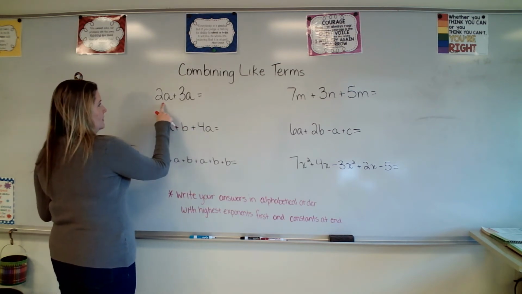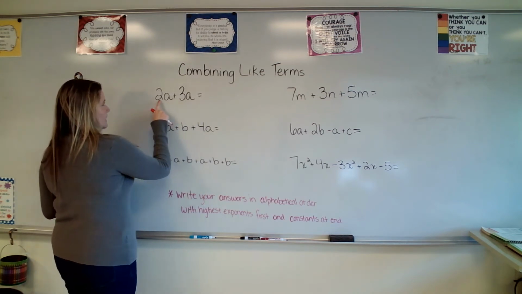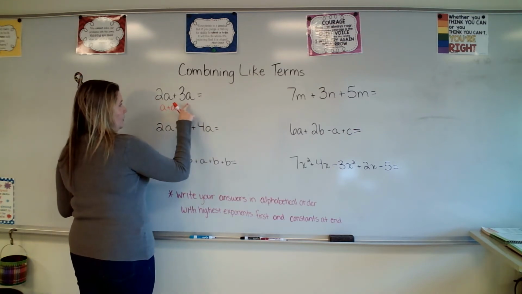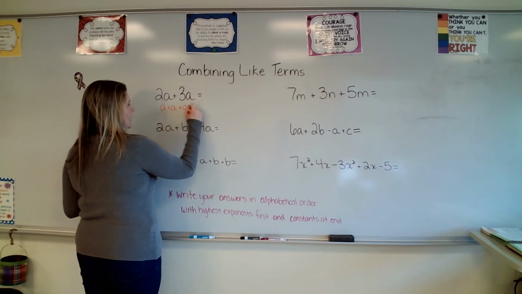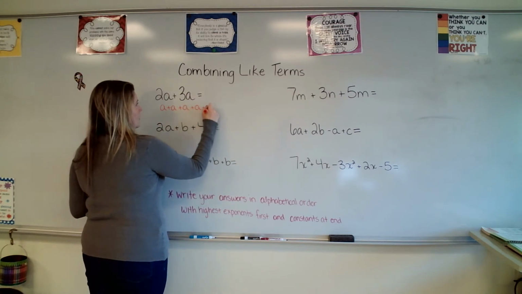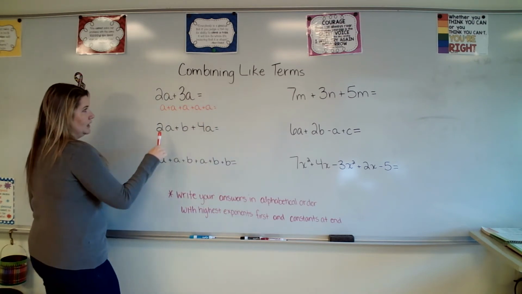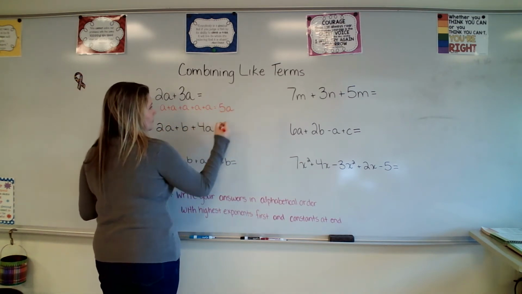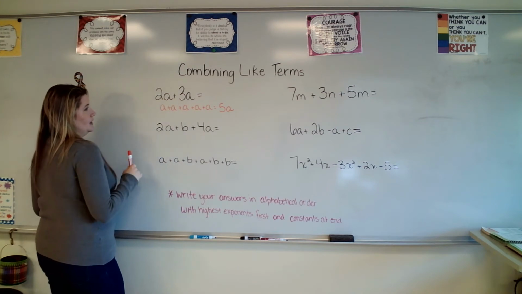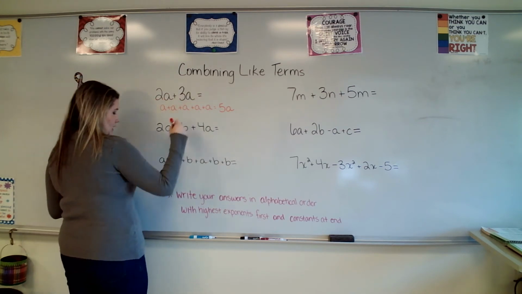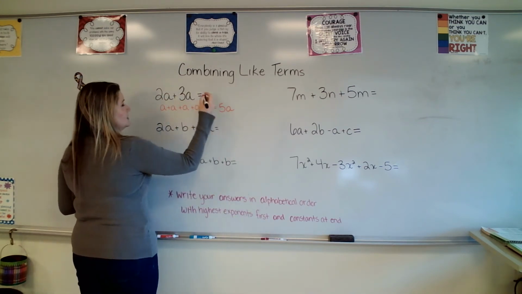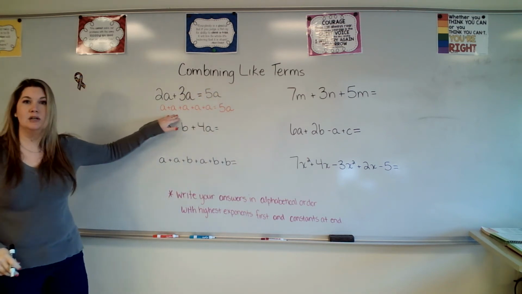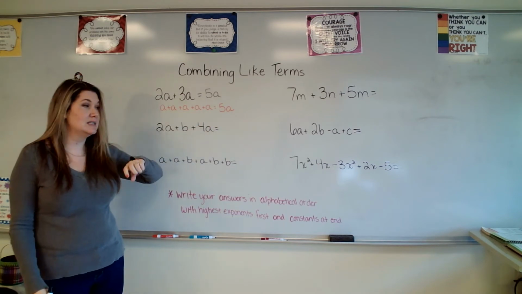When I'm looking at this expression here, this could be rewritten as 2a is a plus a, and 3a is a plus a plus a. So really, this could be written as 5a. So 2a plus 3a, I can add 2 plus 3, and this would simplify to 5a. We're not asking you to write this all out. I did that so you can see why it's happening.